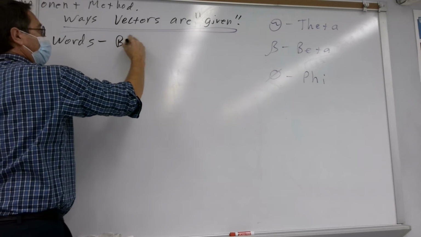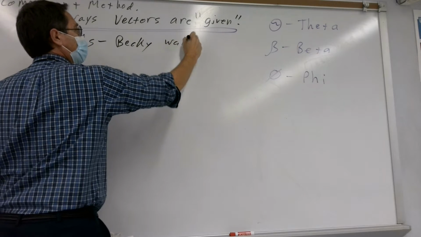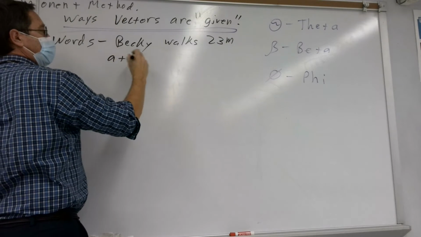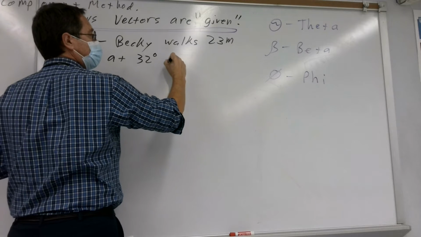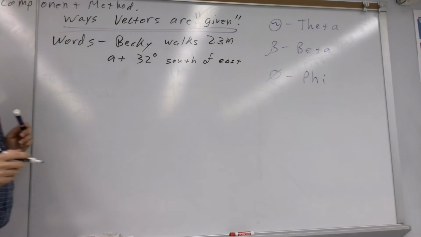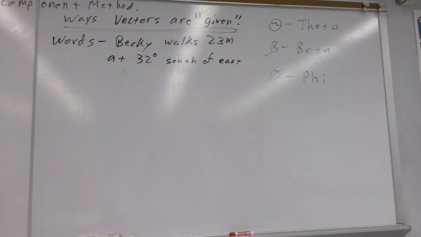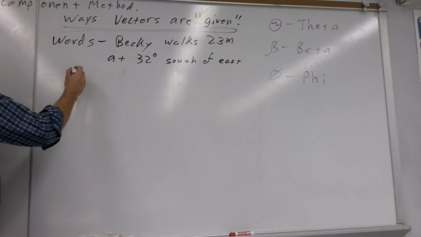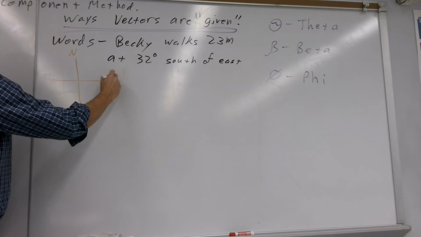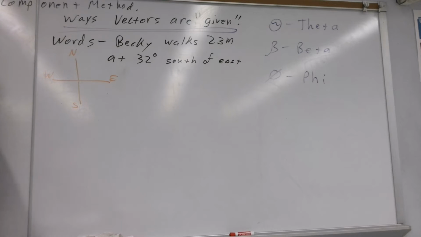So let's say that Becky walks 23 meters at 32 degrees south of east. That is a very common way for a vector to be communicated to you. In this case, it's a displacement vector. So what happens is, you need to make a diagram now. We're going to use the cardinal direction system. That means we're going to use north, south, east, and west.